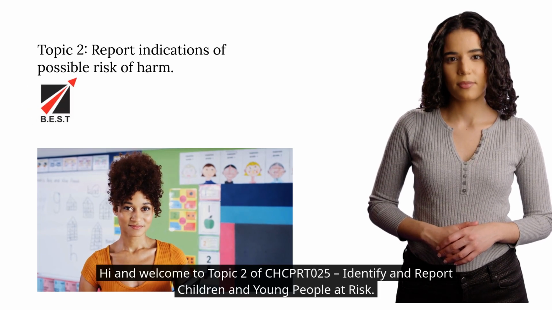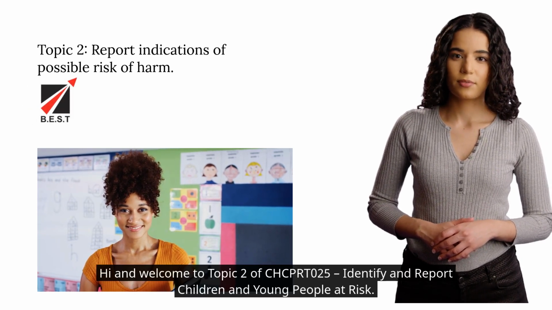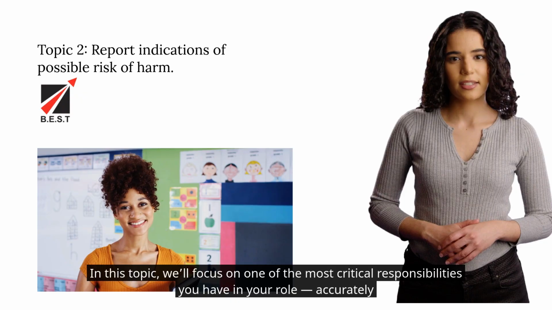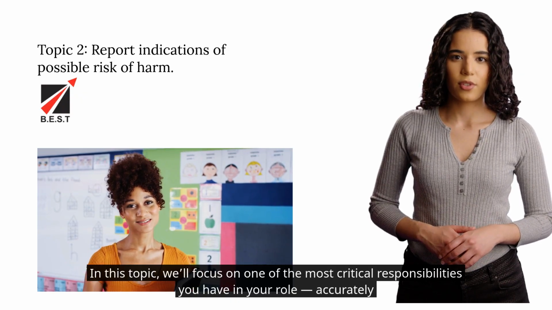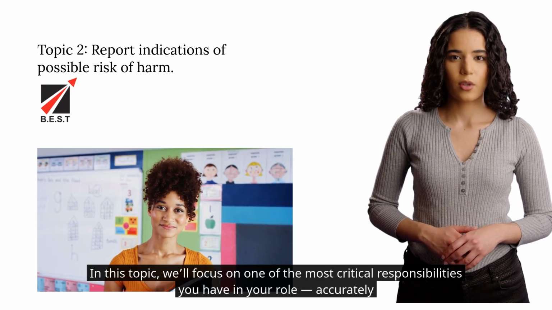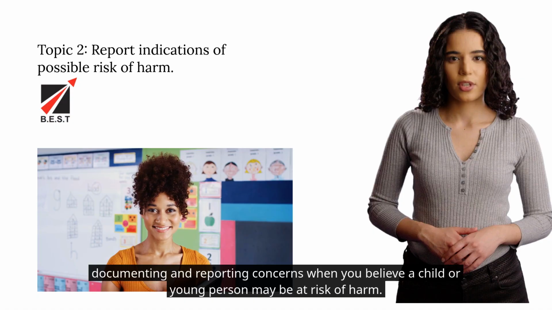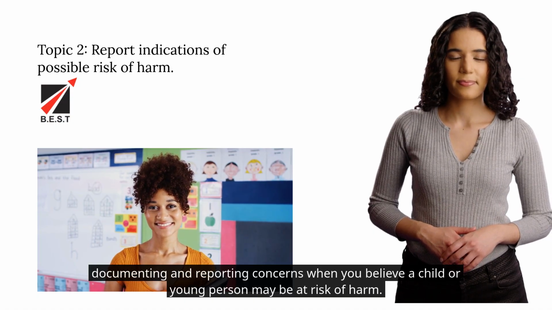Hi, and welcome to Topic 2 of CHCPRT025, Identify and Report Children and Young People at Risk. In this topic, we'll focus on one of the most critical responsibilities you have in your role, accurately documenting and reporting concerns when you believe a child or young person may be at risk of harm.